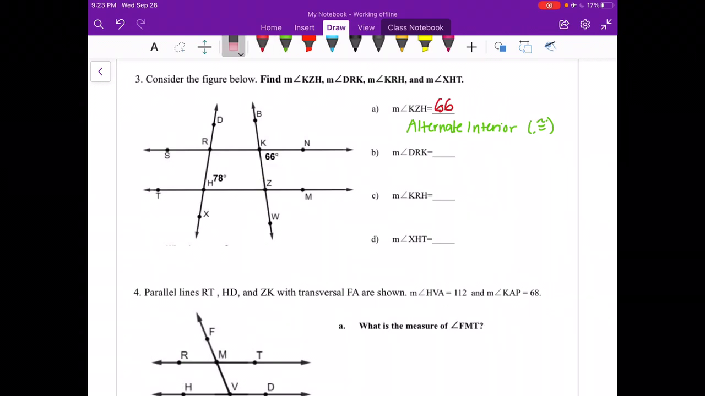Now let's move on to part B. Let's find DRK. DRK is going to be this angle right here. If we compare it to this other angle that we're given, that's 78 degrees, you'll notice that these two angles are corresponding. Corresponding angles are also congruent. Therefore, angle DRK has to also be 78 degrees.